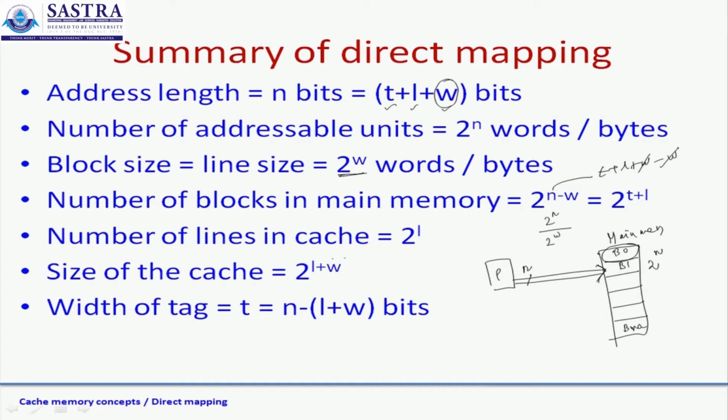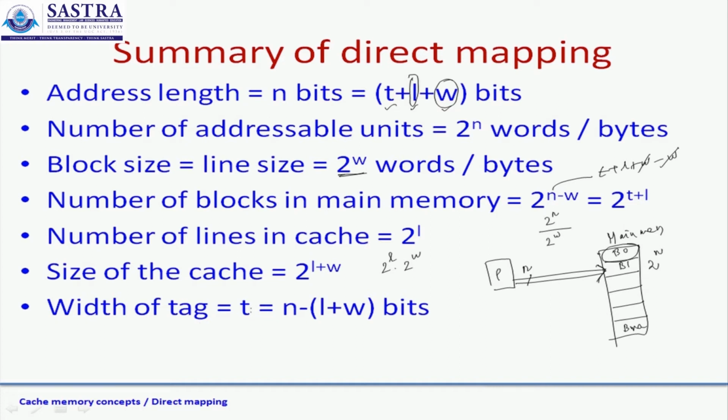Number of lines in cache is 2 power L. That one is derived from this. Size of the cache is 2 power L plus W. Why? Because in a single line we have 2 power W addressable units, and in total we have 2 power L lines. So 2 power L into 2 power W, that is 2 power L plus W. This is the size of our cache.